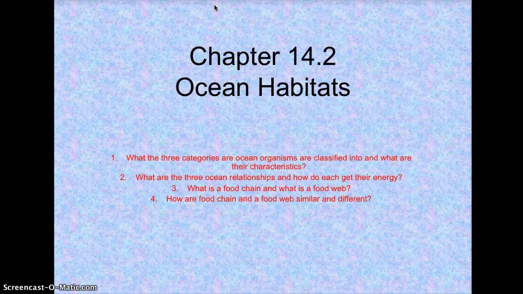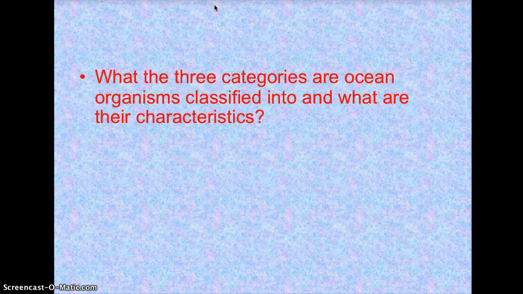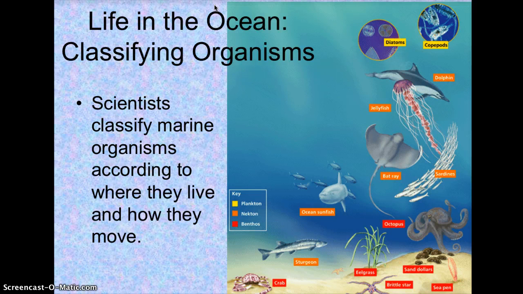Here's a little bit about ocean habitats. Please make sure you have this information ready tomorrow because we'll do a bunch of activities related to each of these things. Alright, here we go. So your first question is, what three categories are ocean organisms classified into, and what are their characteristics? Scientists classify marine organisms into three basic types according to where they live and how they move.